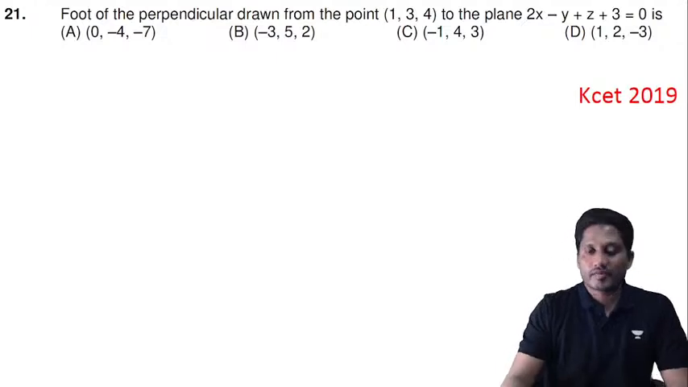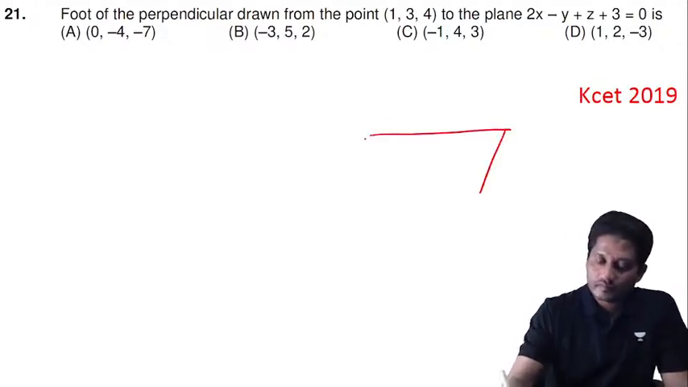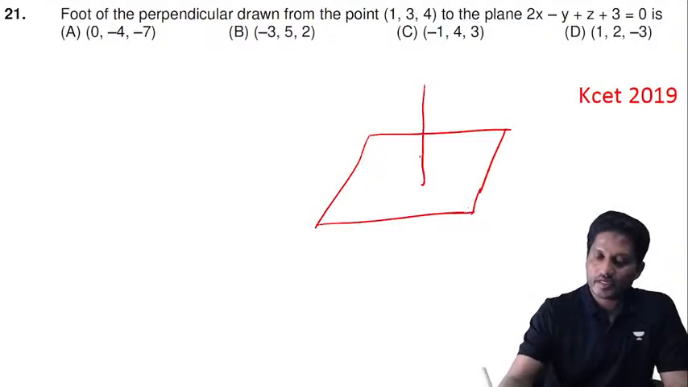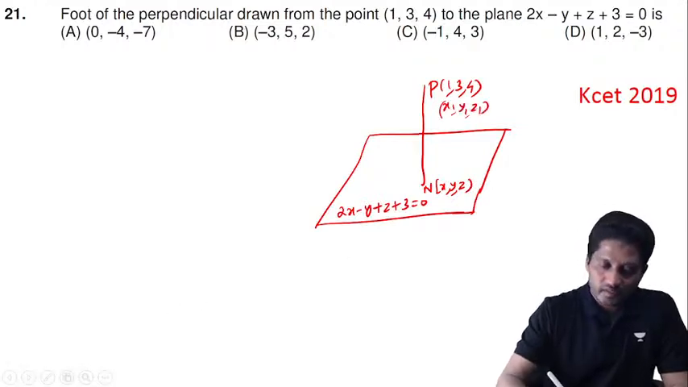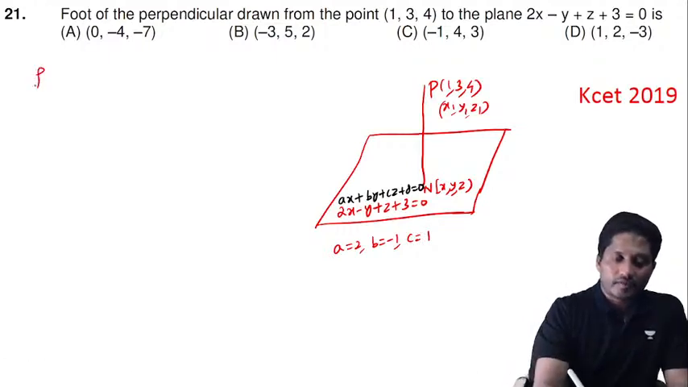Foot of the perpendicular drawn from the point 1, 3, 4 to the plane 2x minus y plus z plus 3 is equal to 0. See, this foot of the perpendicular, I will take this as x, y, z. This is x1, y1 and z1. And this is of the form ax plus by plus cz plus d is equal to 0. Now if I compare, a is equal to 2, b is equal to minus 1, c is equal to plus 1. This is the foot of the perpendicular formula.